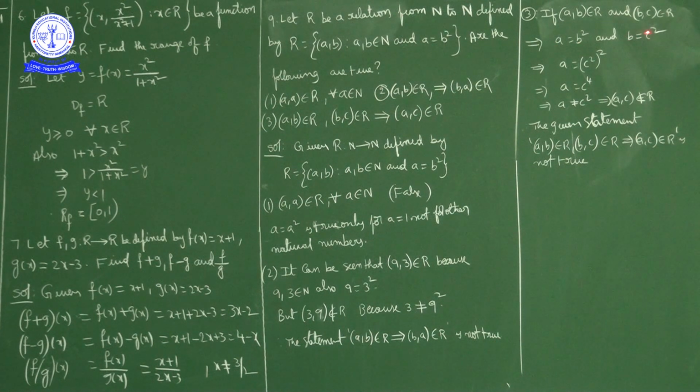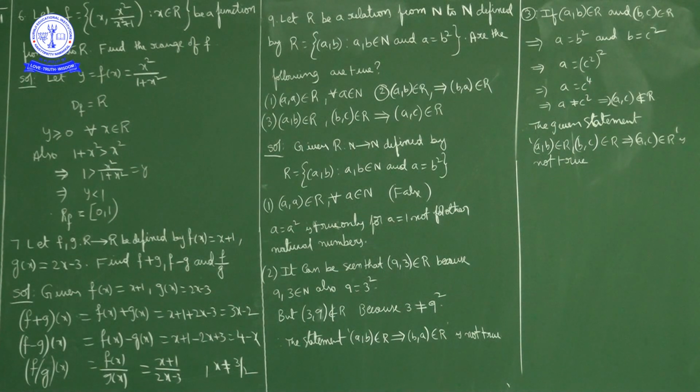So from these two what we can write? A is equal to B square, but B is what? C square whole square, so A is equal to C power 4. As A is equal to C power 4, A is not equal to C square, no? So A is not equal to C square means the ordered pair A comma C does not belong to R. So the given statement, A comma B belongs to R and B comma C belongs to R implies A comma C belongs to R, is not a true statement.